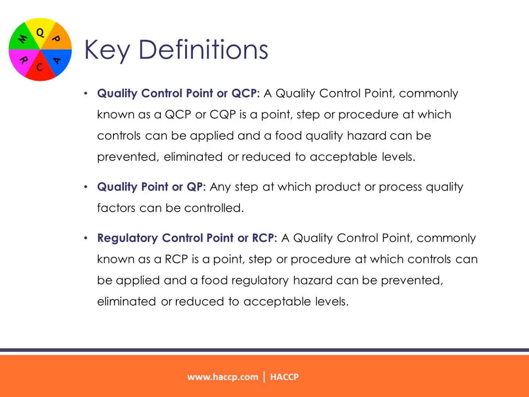Regulatory Control Point or RCP, commonly known as an RCP, is a point, step or procedure at which controls can be applied and a food regulatory hazard can be prevented, eliminated or reduced to acceptable levels.